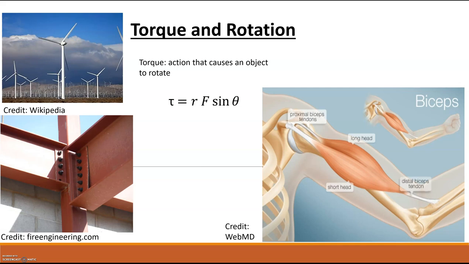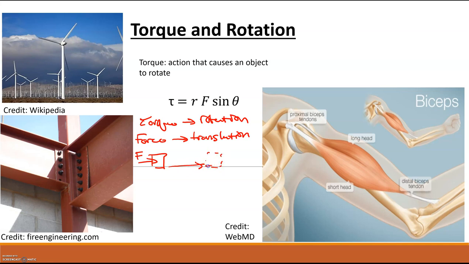And so the parallel is, a torque to rotation is pretty similar to a force to translation. If you apply a force to a box, it's going to move along the ground. So if I have an F here, it's going to go this way and end up like that. So forces cause an object to translate. Torque causes an object to rotate.